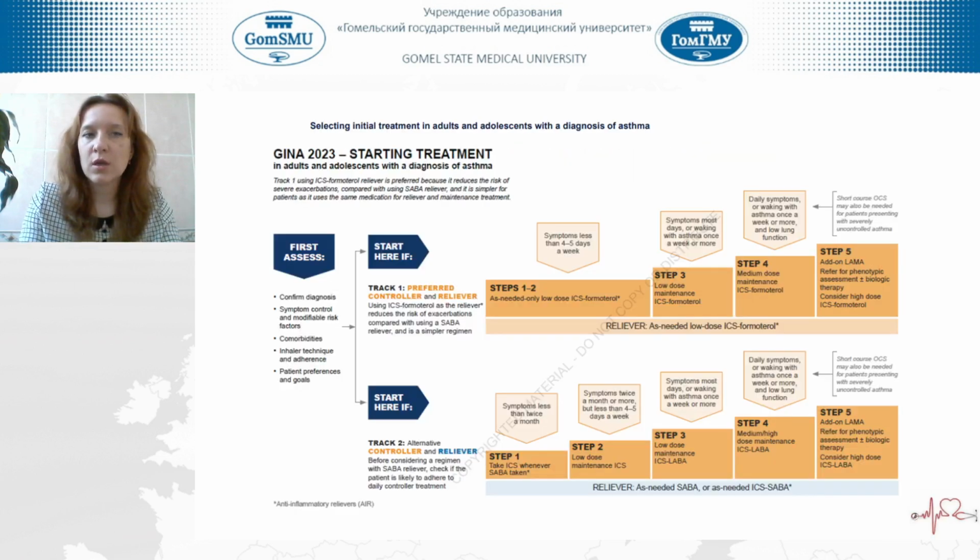And this is the GINA step treatment in adults and adolescents with diagnosed asthma. Steps 1 and 2: as needed only low dose inhaled glucocorticosteroids in combination with formoterol. Step 3: low dose maintenance glucocorticosteroids and formoterol. Step 4: medium dose glucocorticosteroids and formoterol. Step 5: add on LAMA, and we can use, according to phenotype, biological therapy. This starts here. Prefer controller entry.